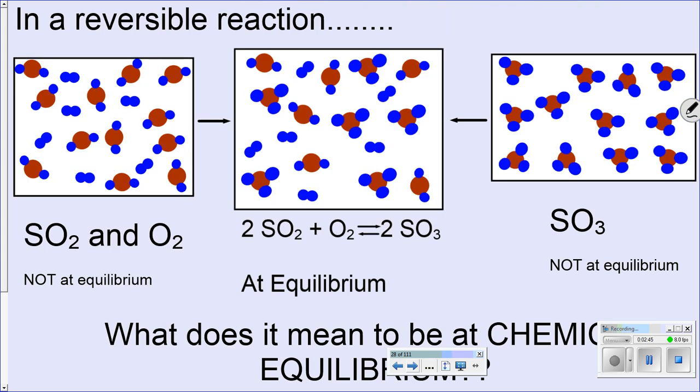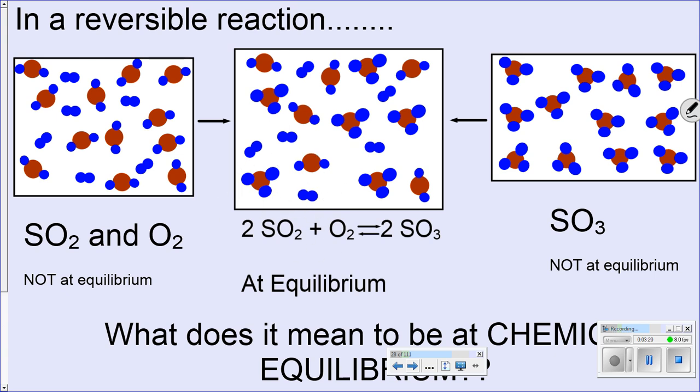Now, in reality, we don't really usually just have SO2 and O2, or just SO3. We usually have a combination of both of those things. So if we put SO2 and O2 in initially, they're going to start to form SO3, but at the same time, SO3 might decompose back into SO2 and O2. So in reality, at equilibrium in our container, we're actually going to have O2s, SO3s, and SO2s. We're going to have all of those things present at one time.